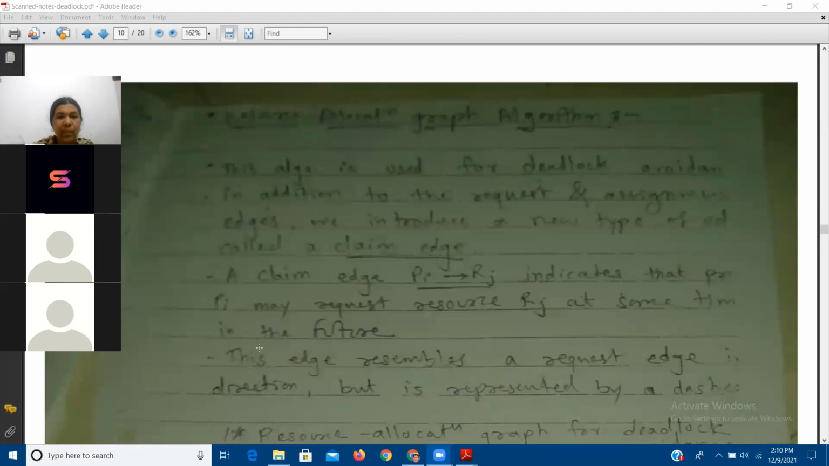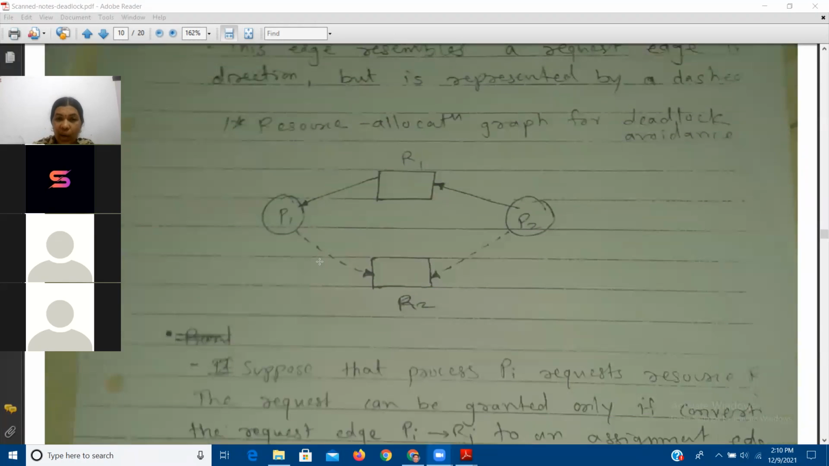Along with the assignment edge and request edge, we are introducing one more edge called the claim edge, represented with dotted lines, a dotted arrow. That dotted arrow indicates that in future that process may request that resource. If that request is granted, it depends upon the situation. If the request of P2 is granted, the system is going into the deadlock state, and if the request of P1 is granted, the system is not going into the deadlock state, it will be in the safe state.